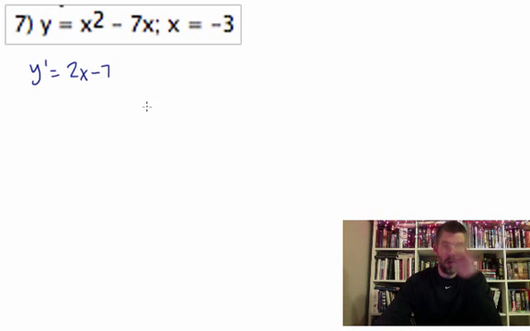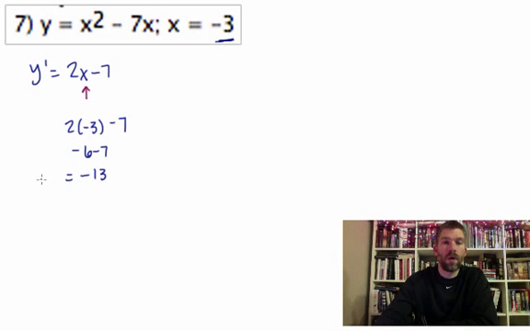Now, this is the equation to find the slope of a tangent line at any point, doesn't matter where, just as long as we're on the curve x squared minus 7x. Well, we're really interested when x is equal to negative 3. So what are we going to do? We're going to take a negative 3 and drop it right in there for that x. So 2 times negative 3 minus 7, negative 6 minus 7, negative 13. This is what f prime of negative 3 is. This is also the slope of a tangent line.